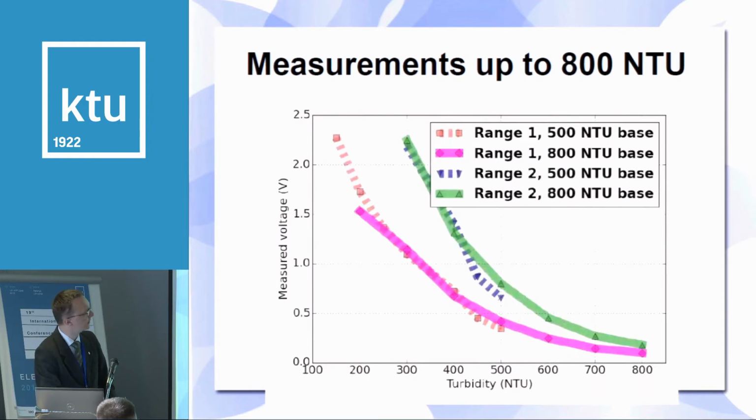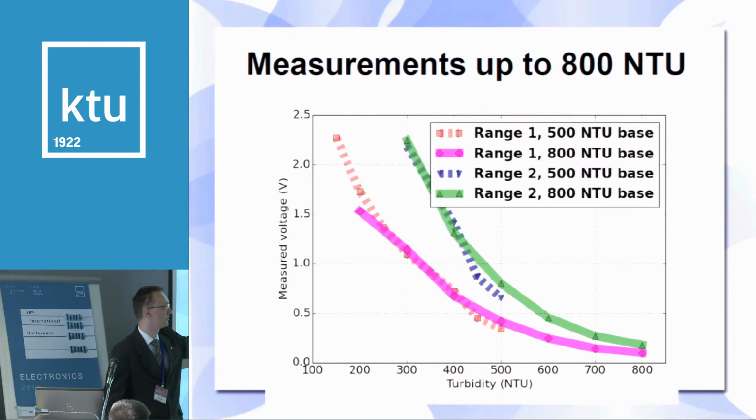Another sample is an example that my dilution process was probably correct, as I started with 800 NTU and 500 NTU, and these 2 curves correspond to each other on both ranges. So it means that my chemical procedures, I'm not a chemist, but my chemical procedures in diluting were correct.